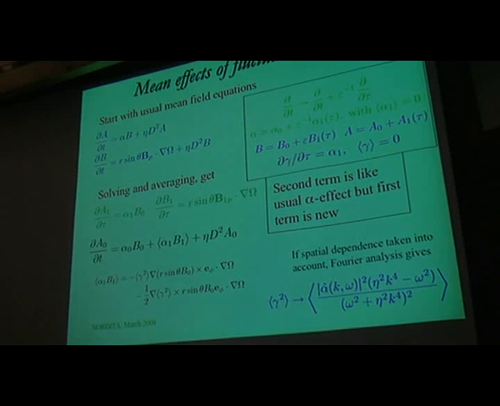So we take a very simple problem, the simplest possible problem. We have an alpha-omega dynamo. Here's alpha, and here's omega. And the usual axisymmetric formulation. And of course it's almost illegible. But we imagine there are two time scales for alpha. Alpha itself has a very short time scale.